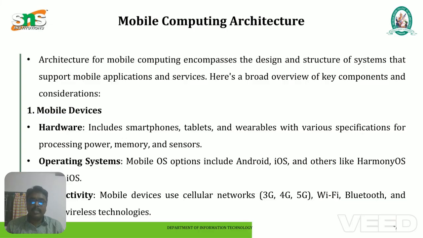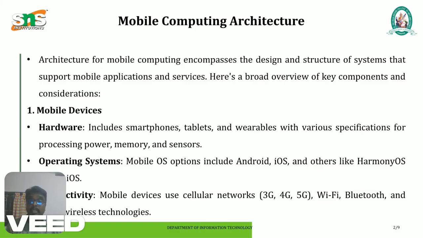So here we are going to discuss some key components which we have to consider whenever we discuss mobile computing architecture. The first topic is mobile devices. The mobile devices include hardware, operating system, and the connectivity. First, the hardware includes various types of devices or gadgets which we are going to use whenever we use mobile computing technologies.